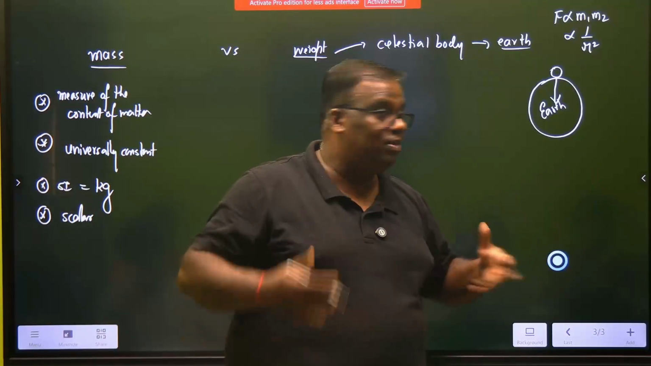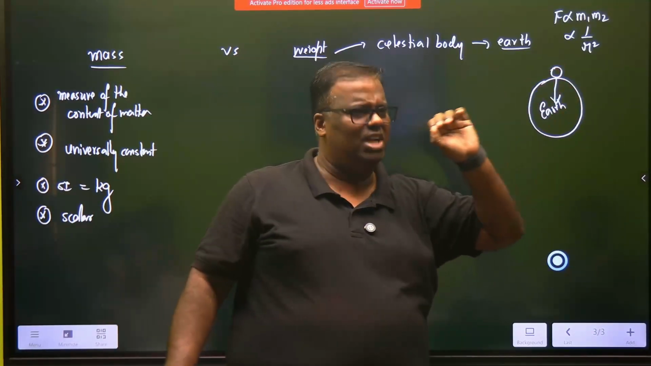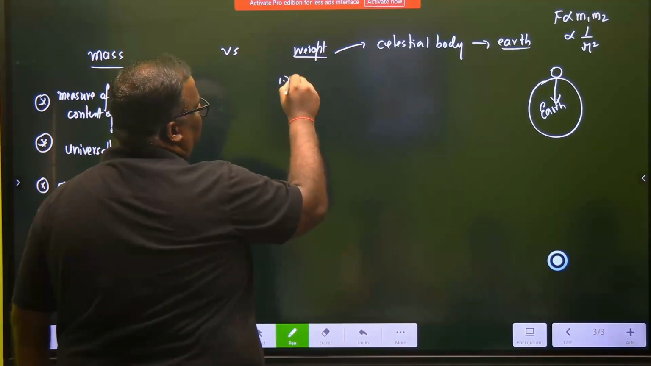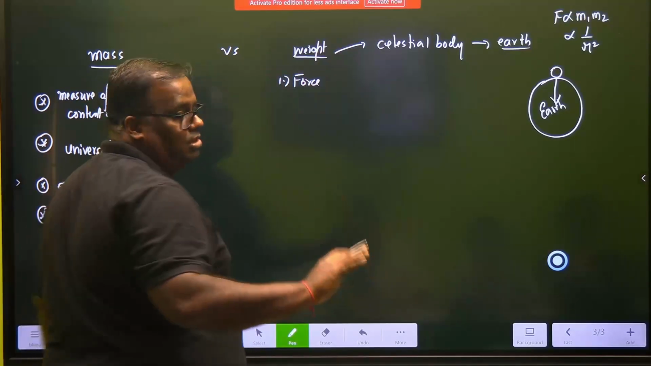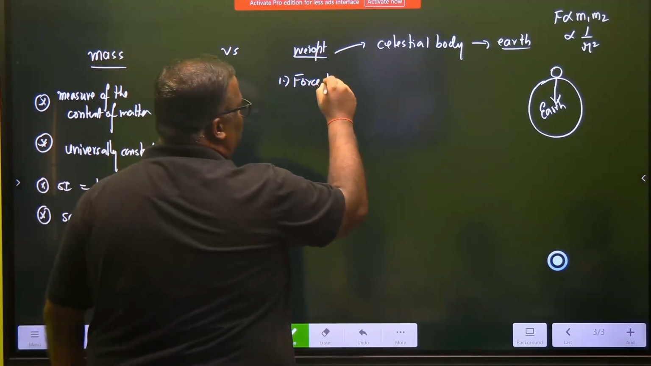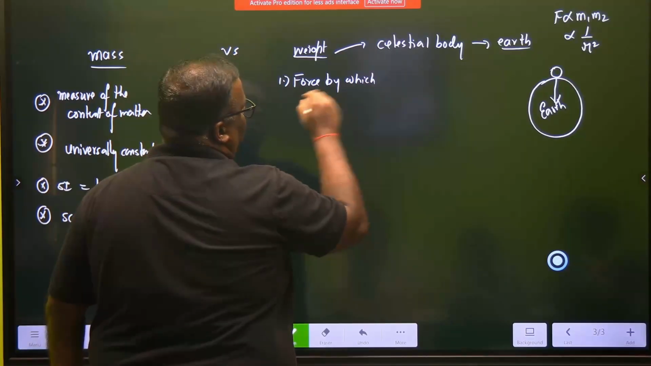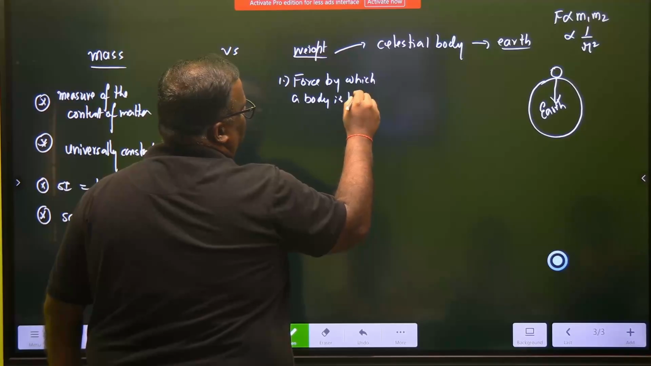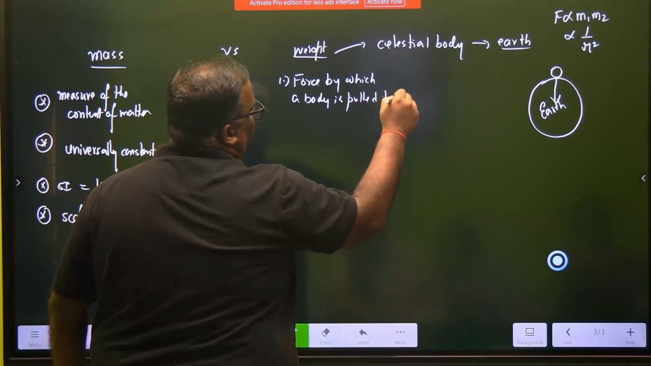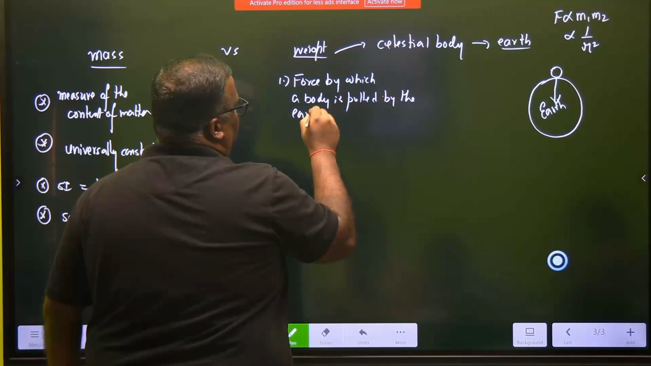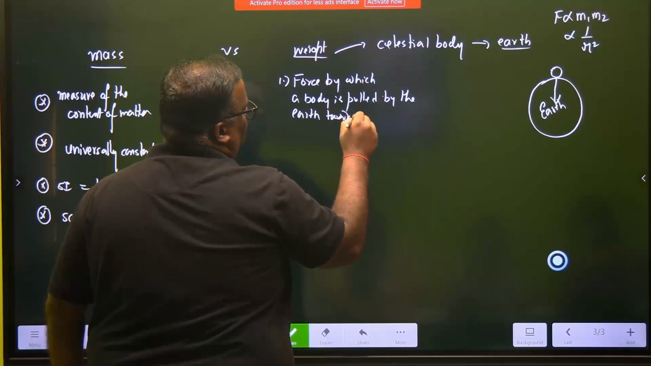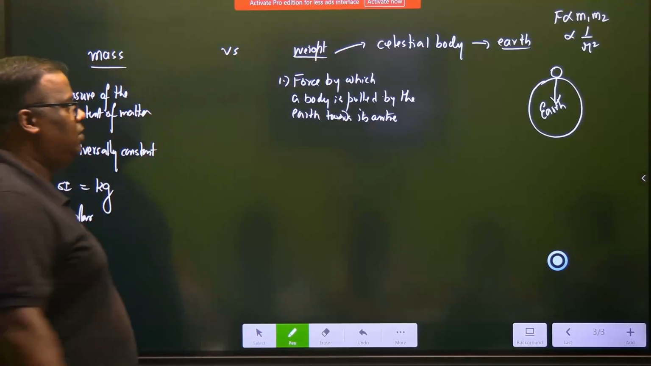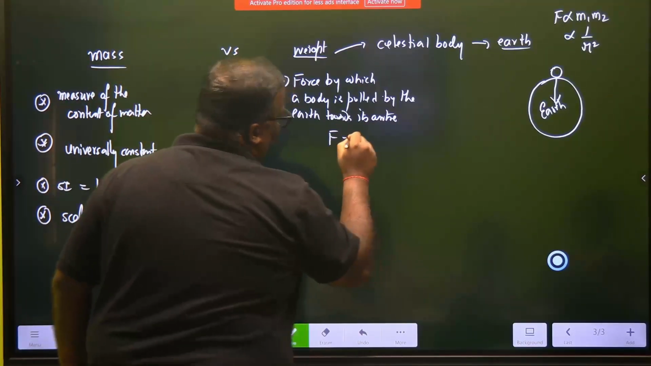And that force always acts at the center of gravity, meaning right at the center of the body. So first thing is, weight is a force. Pehla baat hai, weight is a force. The force by which a body is pulled by the earth towards its center. Understood? Now, since it is a force, what is the equation of force?